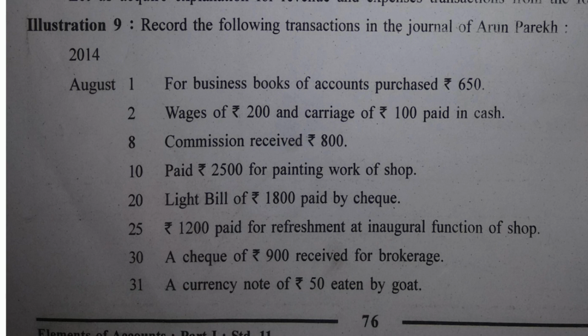Next, a check of rupees 900 received for brokerage. Now a check is received. If you will see transaction number 20, on 20th of August, it says the light bill has been paid by check, and on 30th of August a check is received. So whenever an amount is paid by a check, bank is to be credited.